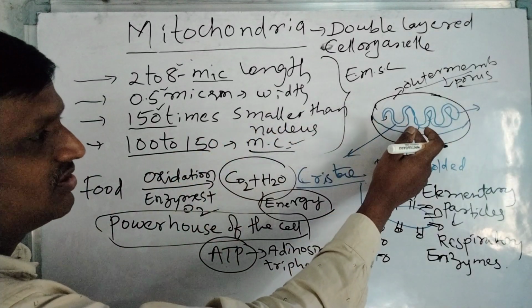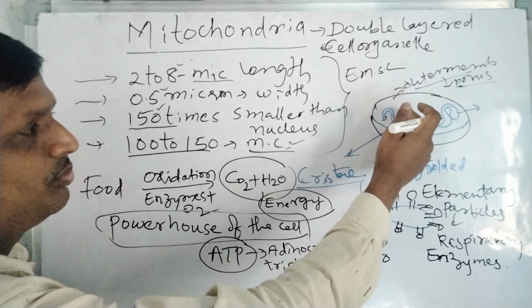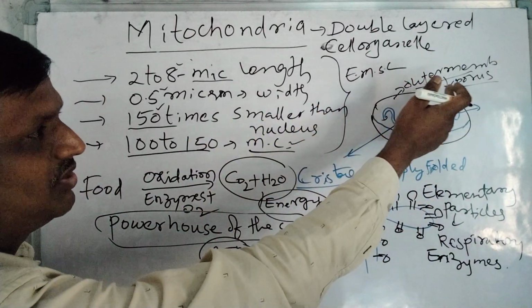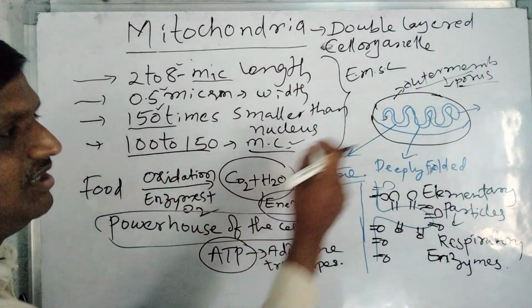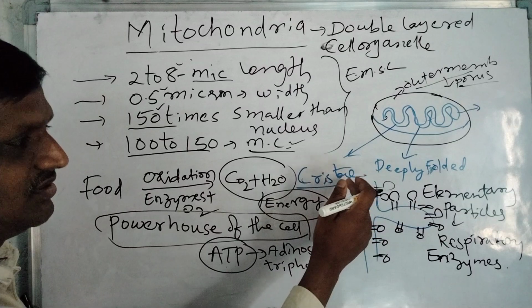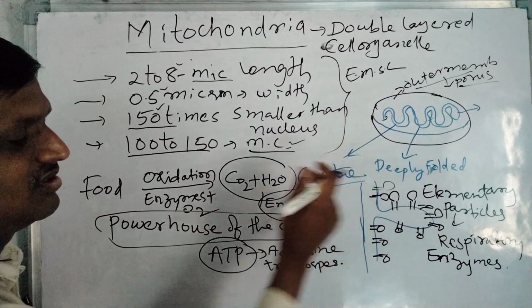If you see the structure of the mitochondria, it has 2 membranes. One is the outer membrane, another one is the inner membrane. The outer membrane is porous, the inner membrane is deeply folded. This deeply folded membrane is called cristae. The deeply folded structures are called cristae.